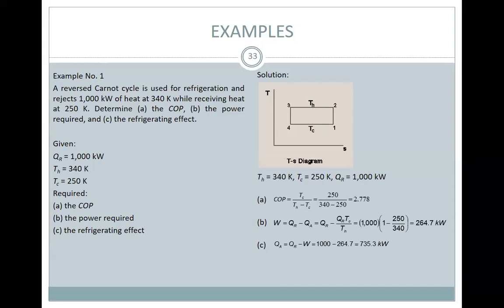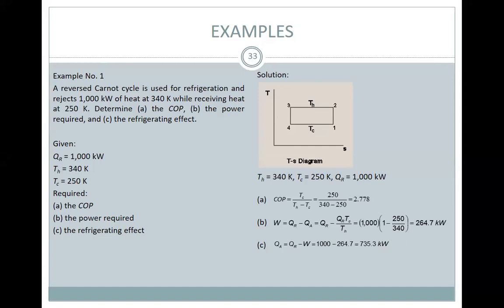So examples. Sample number 1. A reverse Carnot cycle is used for refrigeration and rejects 1000 kilowatt of heat at 340 Kelvin while receiving heat at 250 Kelvin. Determine A, the COP, B, the power required, and C, the refrigerating effect.